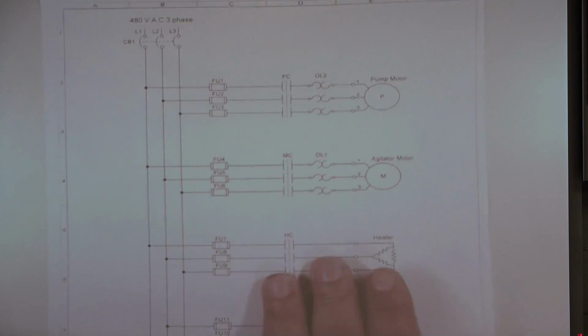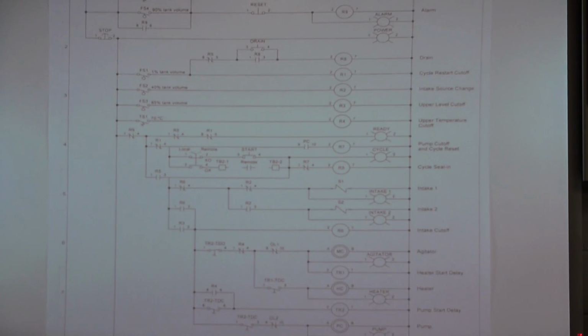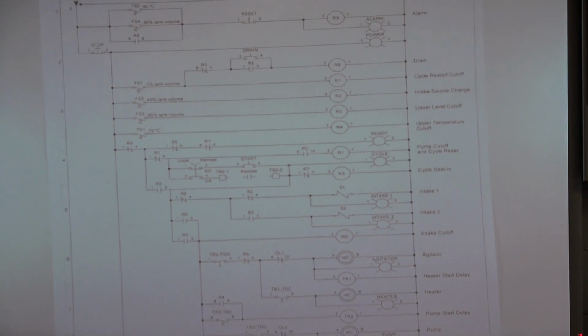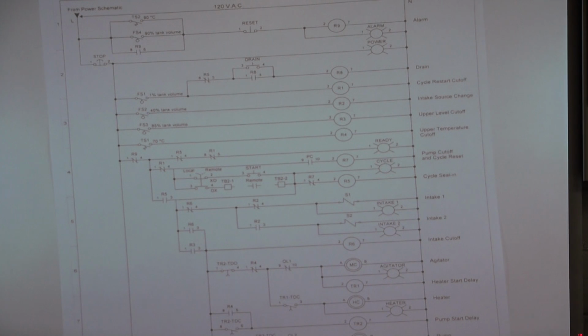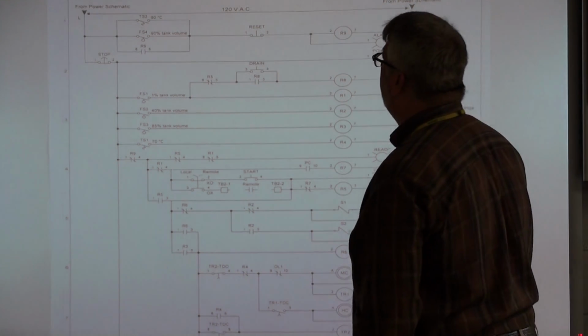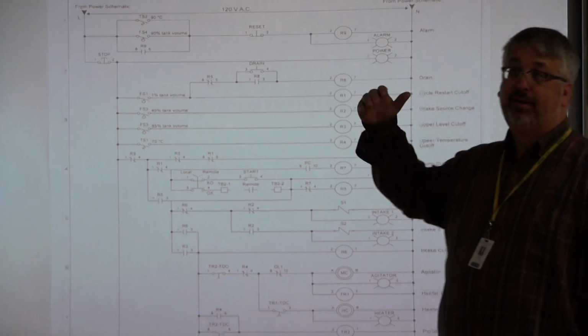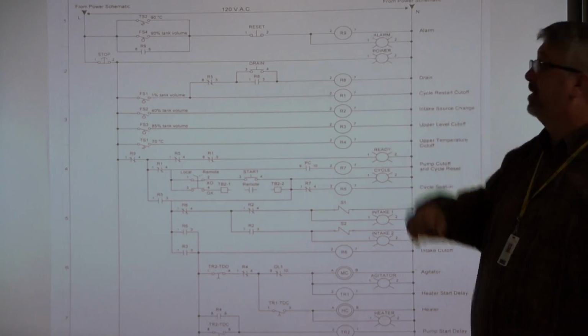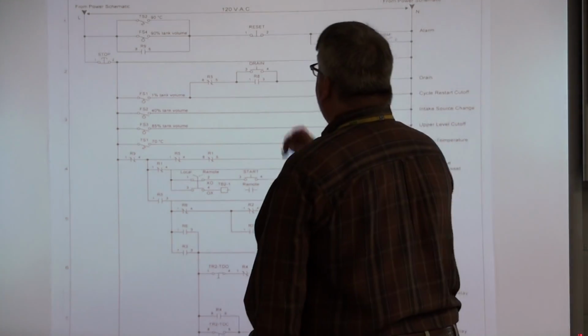So let's go to page 2. We already know what it is, but let's look at it. All right, so we've got 120 volts. Where do you think that 120 volts is coming from? The power source. That transformer from that power schematic. It even says it up there, in case you missed it, from power schematic. Okay.